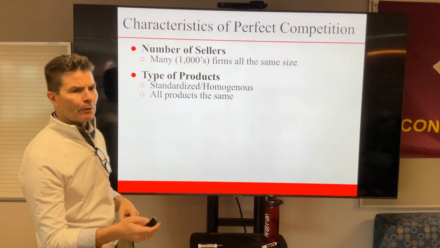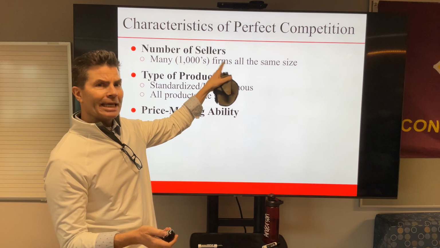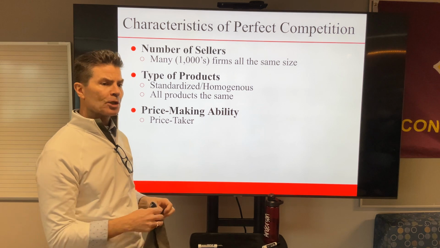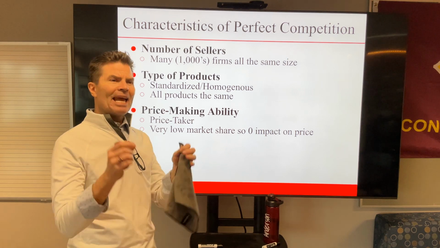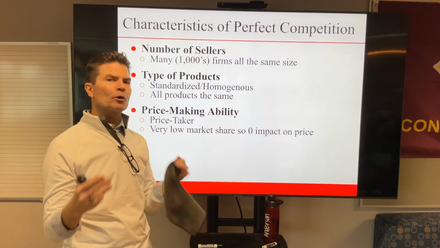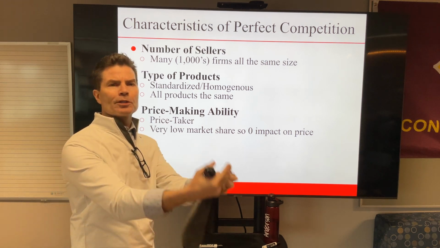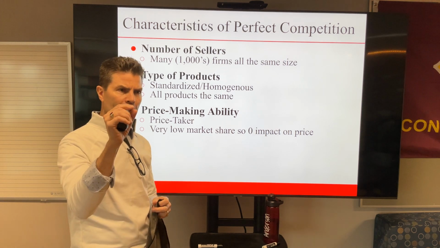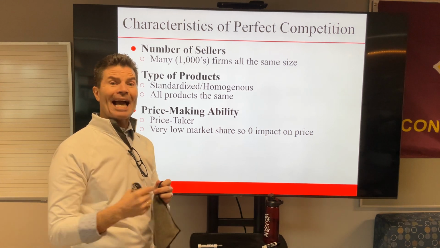The third thing that we look at is price making ability. So what we're talking about is what kind of ability do each of these firms have to actually set their own price? And what we find out in perfect competition is that they are called price takers. What a price taker means is that they have such low market share that they have zero impact on the actual price, which means there's nothing that the firm can do to actually influence price. That firm can increase its production, they can double their production. They're so small and minuscule because there are thousands of firms in this industry that there's nothing that one firm can do to actually influence the price.